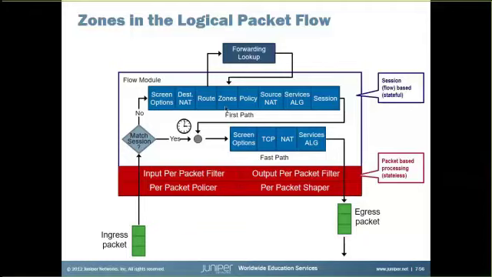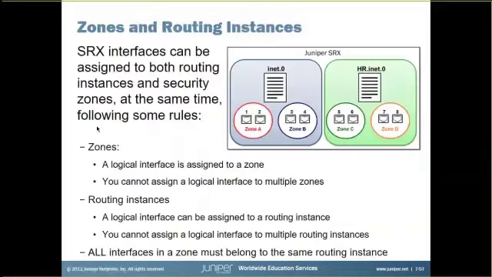Now you can have routing instances and security zones configured at the same time on your Juniper SRX. But there are certain rules that you need to meet in order for this to work. In fact, you are not going to be able to commit if your configuration doesn't follow these rules.